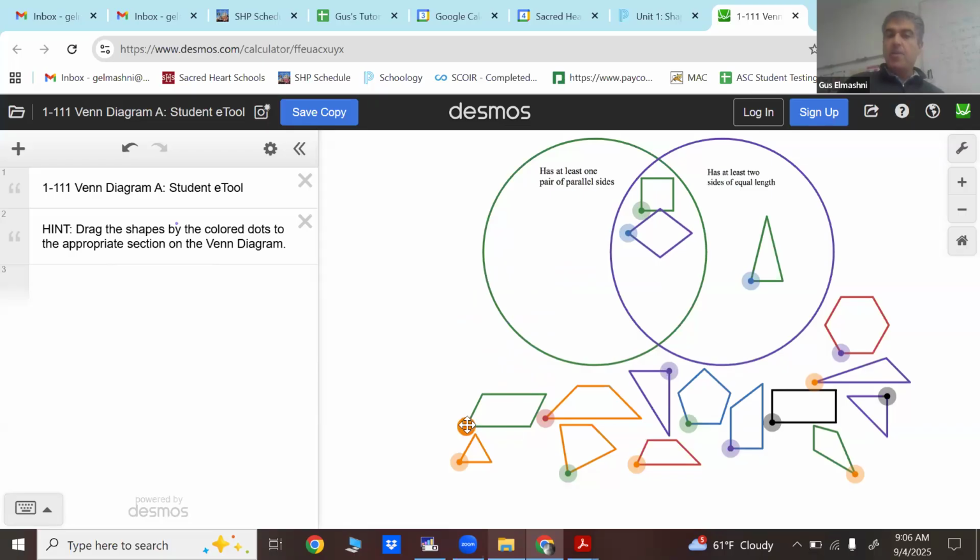Let's look at the parallelogram. Where do you think that's going to go? By the way, some of these might be left out in the cold. They don't belong. It's sad. Everyone should belong, but that might happen. How about this red hexagon? Middle. I like it. Middle. How about the trapezoid?